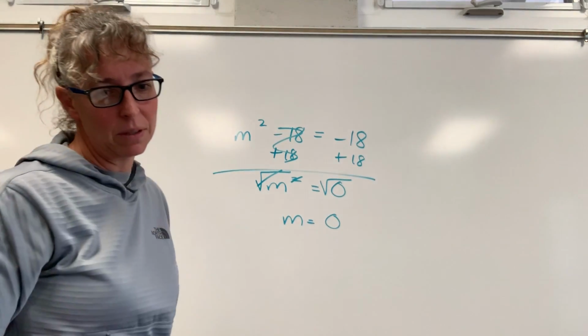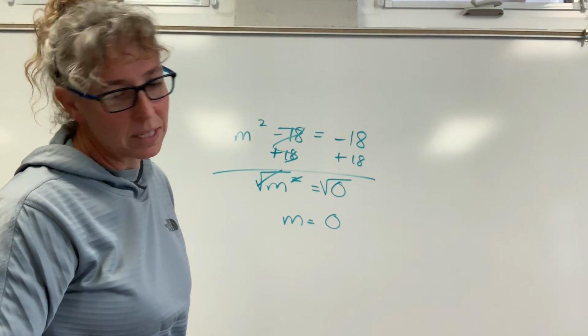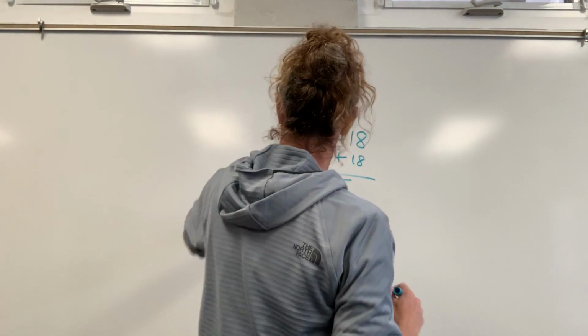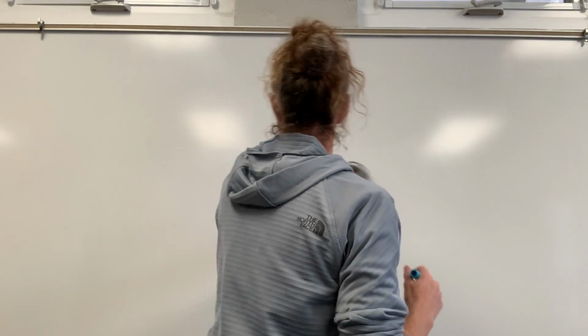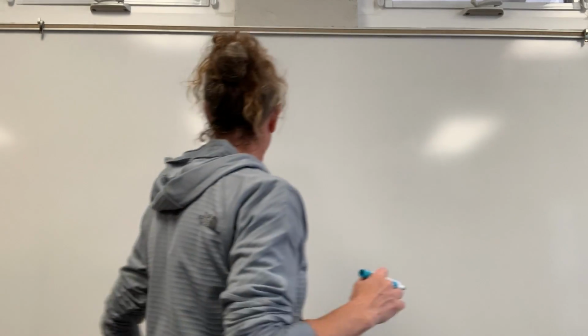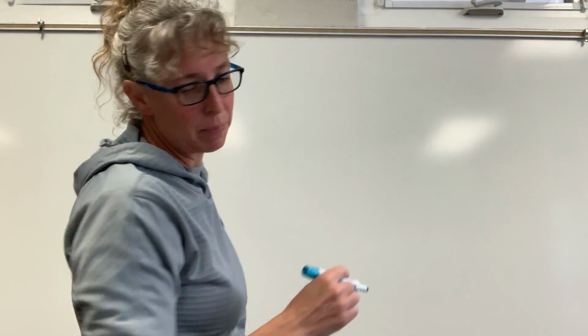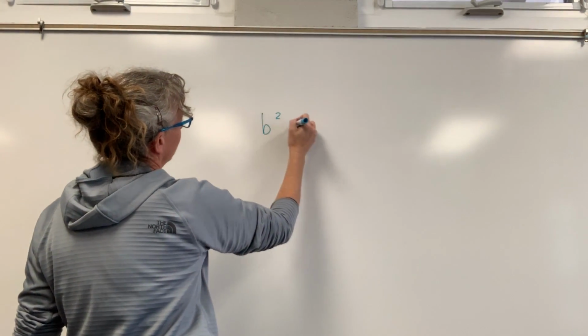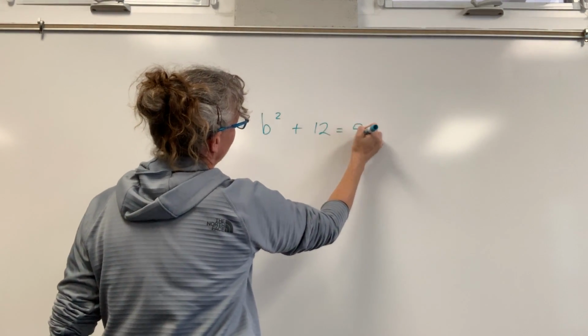So let's do example number 1c. Okay, 1c says b squared plus 12 equals 5. Actually, let me check.